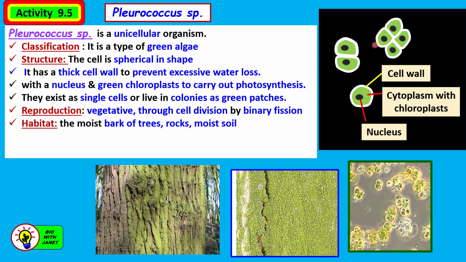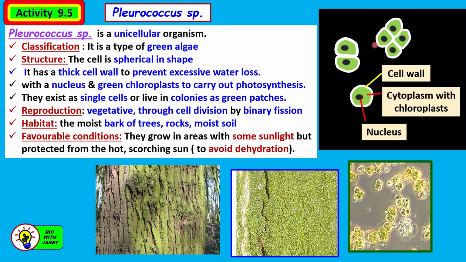Now, habitat. Habitat means the place where it lives. It's the moist bark of trees, rocks, and moist soil. There must be some moisture for it to survive. Favorable conditions, they will grow in areas with some sunlight, but they must be protected from the hot, scorching sun, right? So they try to avoid dehydration. They can only grow in areas that have some sunlight, moderate sunlight also.